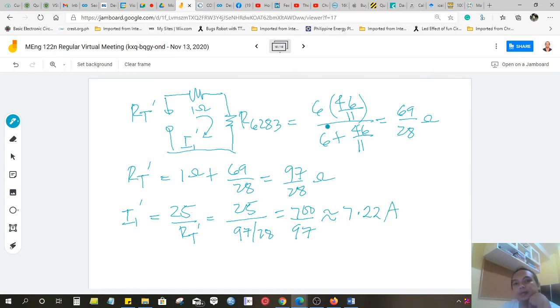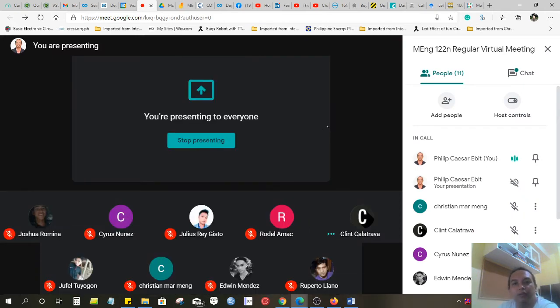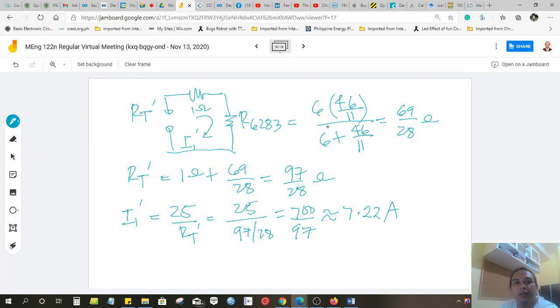So wala pa gyud. Wala man lagi, di man lagi mo kuha, no? Sa kuan ay lagi itong yung kalimti itong Ohm's law, no? Ohm's law lagi ta permanente.